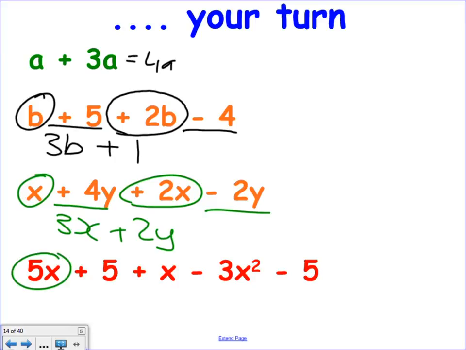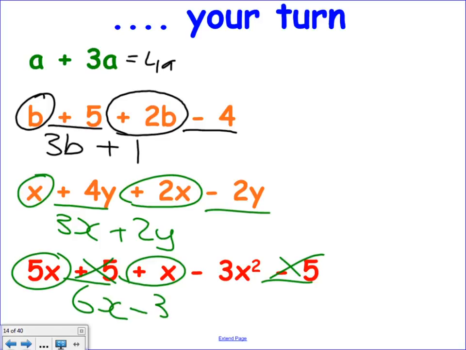5x plus x equals 6x. Good. 5 minus 5 is nothing. So what do you do? Nothing. Brilliant, Brad. Do nothing. They cancel each other out. So things cancel each other out. They're gone. And then finally, 3x, and we've got a minus the 3x squared. Happy with that? And that's as hard as it gets. So that is what we call simplifying in algebra.